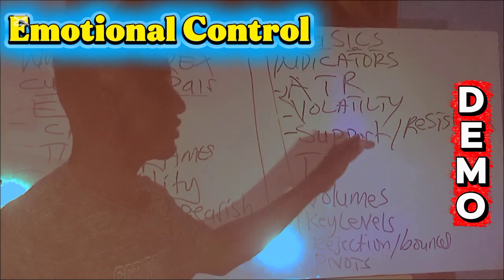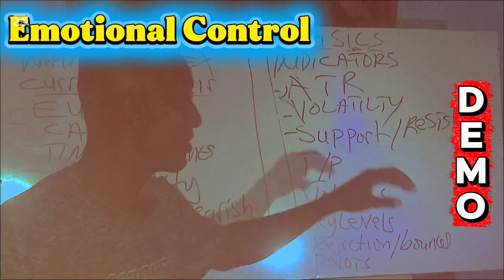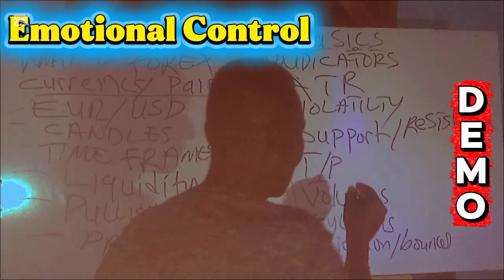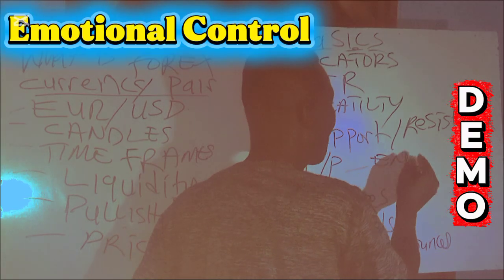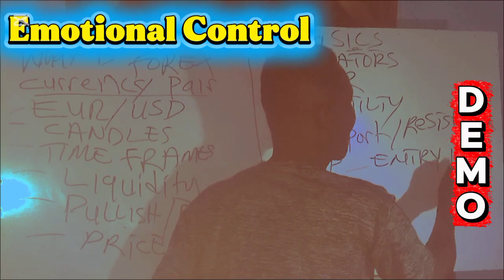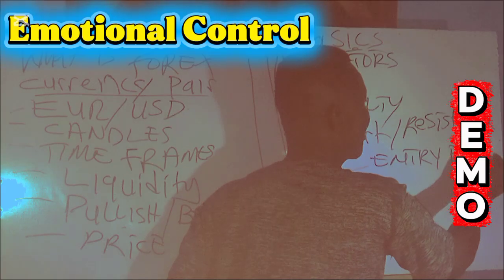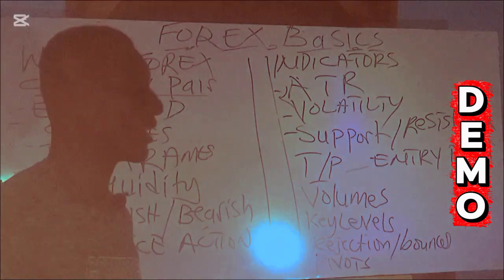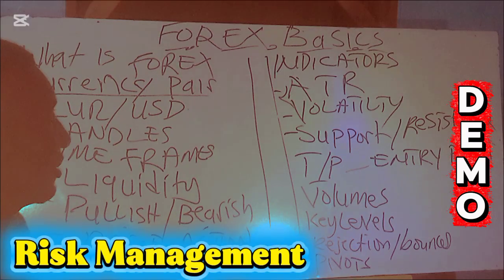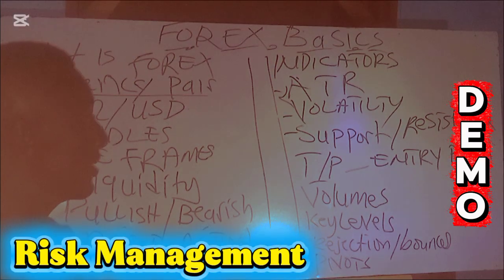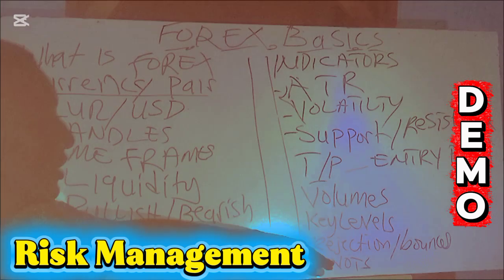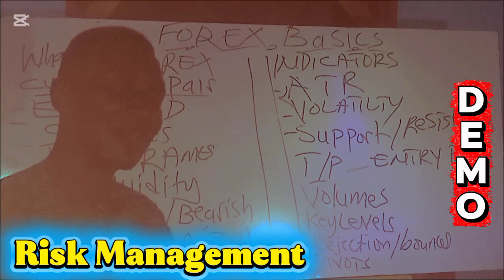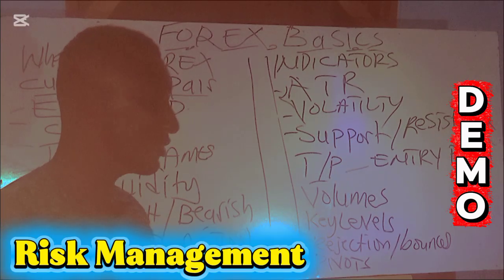Then we also talk about the support and the resistance. Those are the things that can help you take your profit and have your entry points. Without all these things, you cannot trade. Then we also have the volumes, the key levels, and the rejection and bouncing areas. These are the things you are going to learn in the course of this trade.